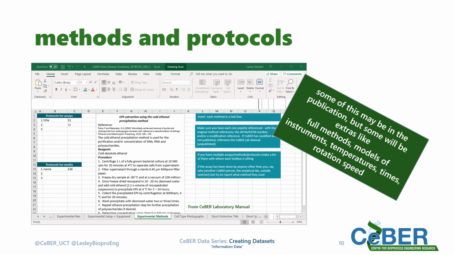And then methods and protocols. Some of this again may be in the publication, but here you give your full methods. If you take them out of the CIBA methods manual, you just reference it. Model numbers of instruments, temperatures, times, rotation speeds, all sorts of things that go into your protocol that won't be in the publication. And you make sure that if someone wants to repeat your experiment, they've got all the information there to do it exactly the same way that you did it.